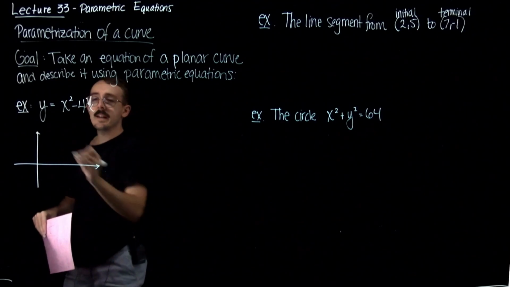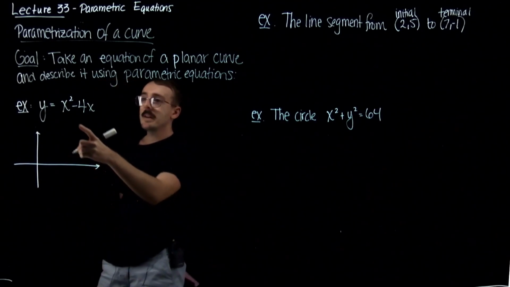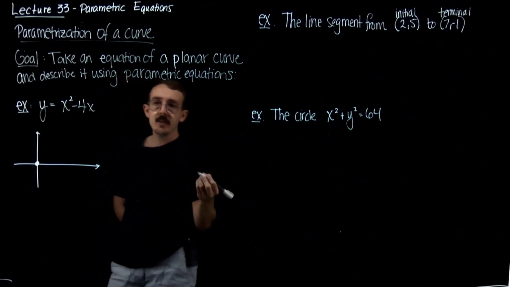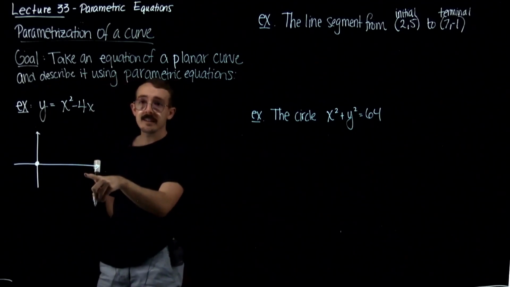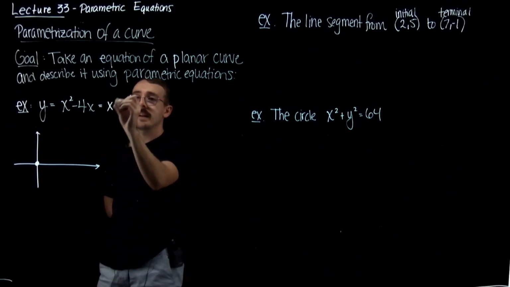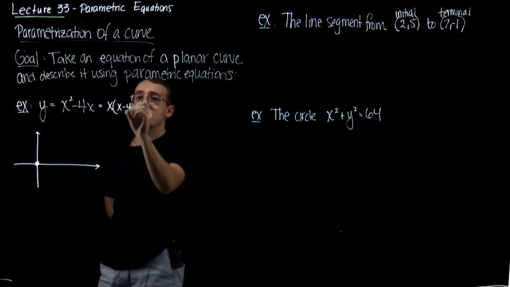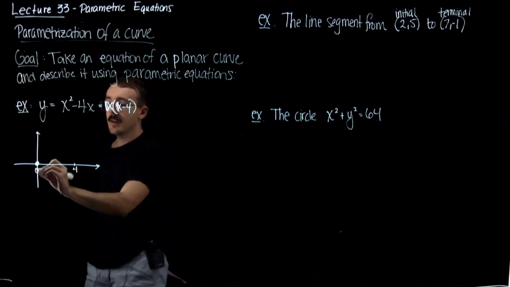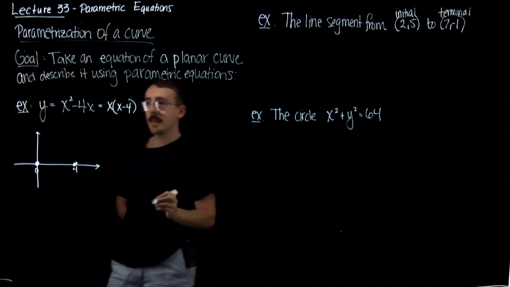Well, it is a parabola. So if you plug in 0, for example, for this, you would get 0. And then another point you could plug in and also have an x-intercept would be 4. If I were to factor this, for example, I'd get x times x minus 4. So if I plug in 4, I would also have that this intersects here.